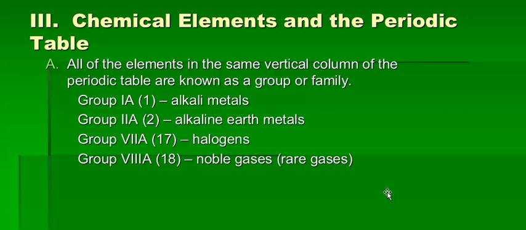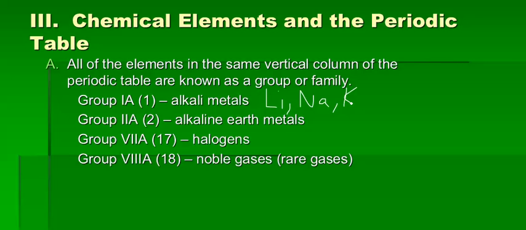Okay, chemical elements in the periodic table. All elements in the same vertical column are known as a group or family. They share properties. So, for example, in group 1A, they have similar properties. Group 1A would be lithium, sodium, potassium, down that group. That's called the alkali metals.